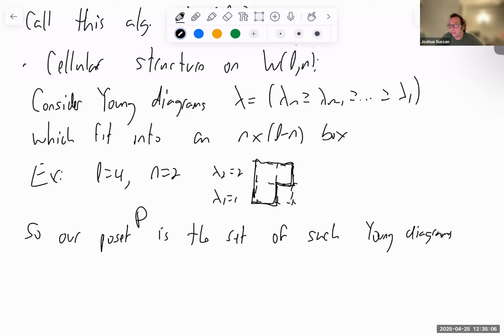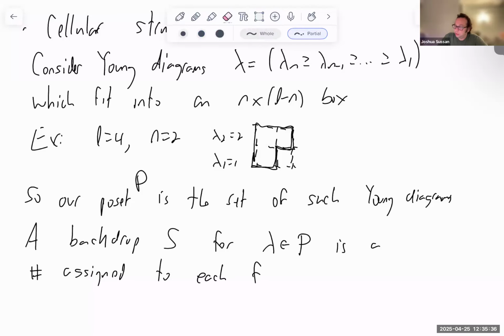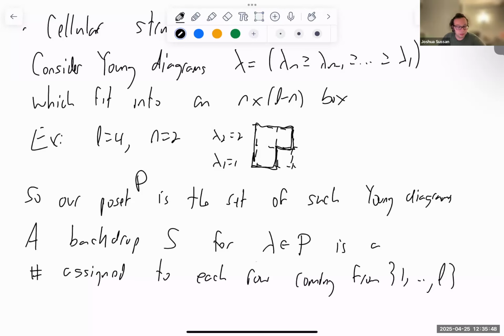And for each element in the poset, we need a finite set. And this is what Webster calls a backdrop. So a backdrop S for our partition or Young diagram fitting into this box is an assignment, a number assigned to each row, coming from, so what numbers can we assign to rows? They have to come from the labeling set 1 through L, the number of red strands.